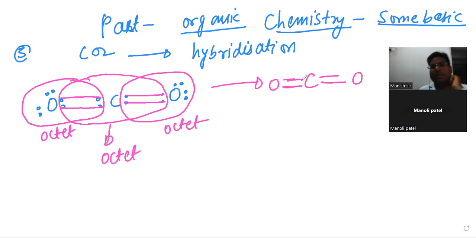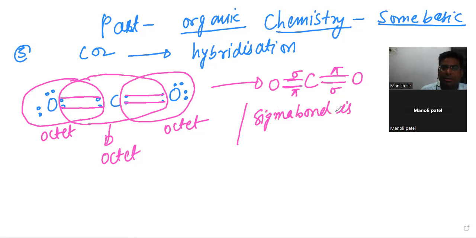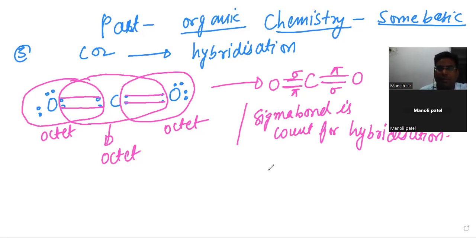So as I have told earlier, when there are double bonds, one will be sigma and another will be pi bond, right? So only the sigma bond is counted for hybridization. So there are a total of 4 bonds. So 2 bonds are pi bonds. So the pi bond will not be counted. So in sp3, we'll neglect two bonds, right?